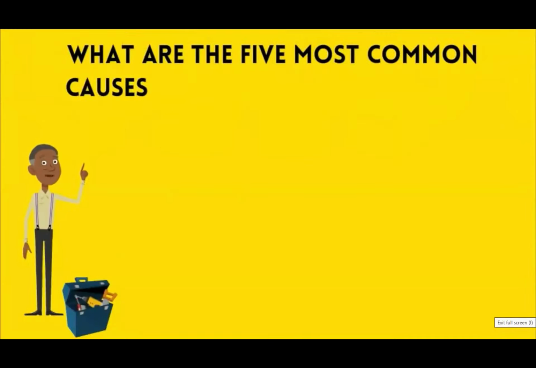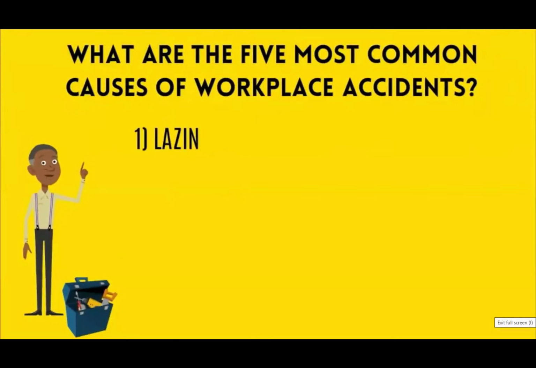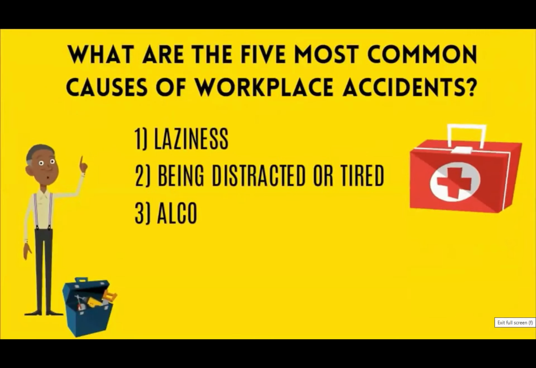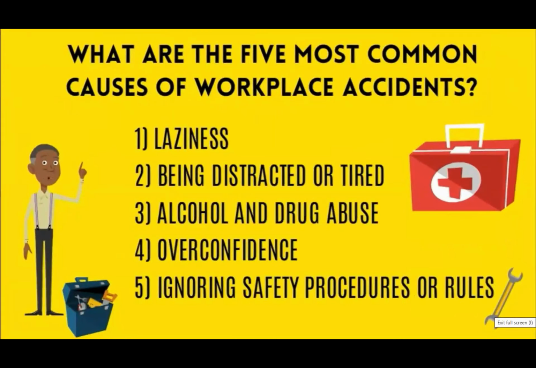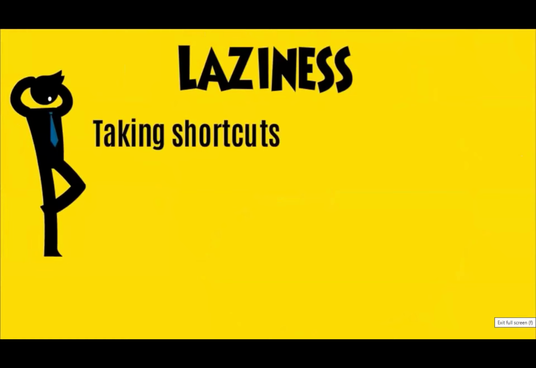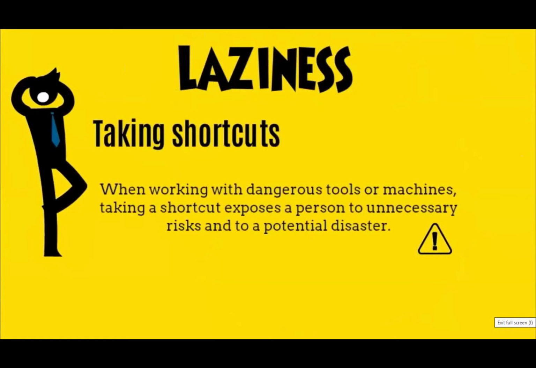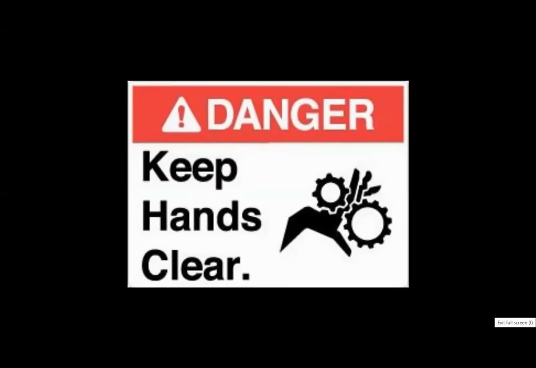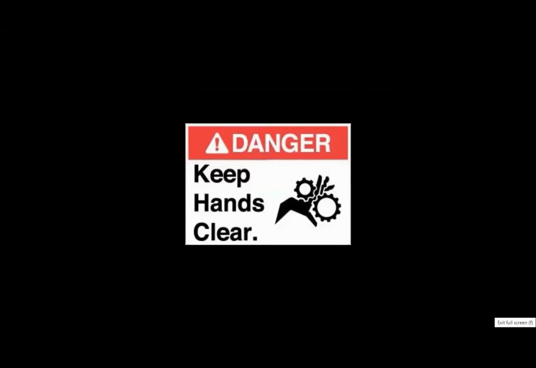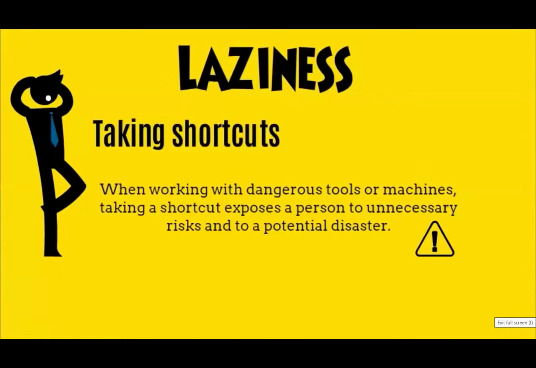When analyzing the causes of workplace accidents, what are the most common? There are 5: laziness, being distracted or tired, alcohol and drug use, overconfidence, and ignoring safety procedures and rules. Laziness is when a worker tries to take a shortcut in doing a certain task. When working with dangerous tools or machines, taking a shortcut exposes a person to unnecessary risk and potential danger.